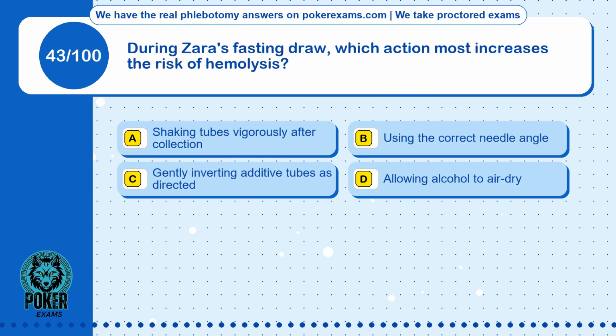Question 43. During Zara's fasting draw, which action most increases the risk of hemolysis? Option A. Shaking tubes vigorously after collection. Option B. Using the correct needle angle. Option C. Gently inverting additive tubes as directed. Option D. Allowing alcohol to air dry.